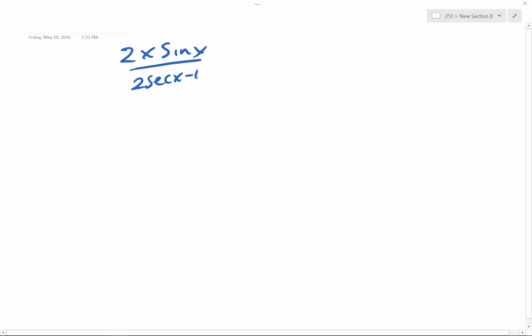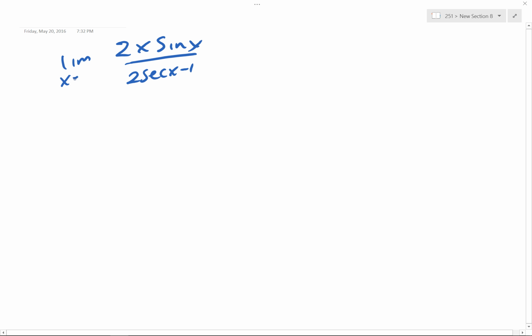Now, let's see if we got another one up our sleeves here, another messy, gross one. So if you have 2x sine x over 2 secant x minus 1, I think. Is that what I said? That is correct. And we would like to know what is the limit as x approaches 0.